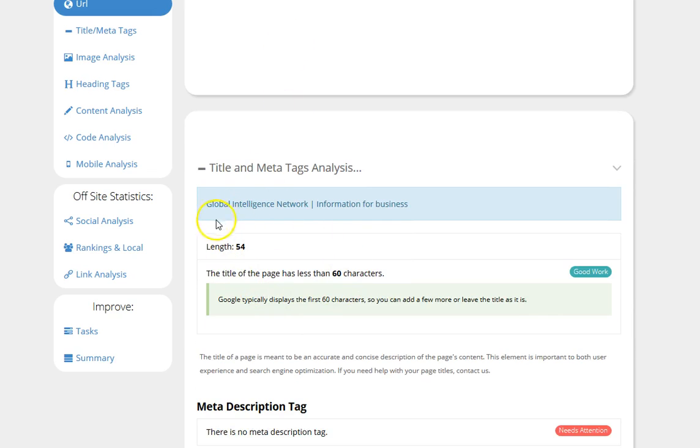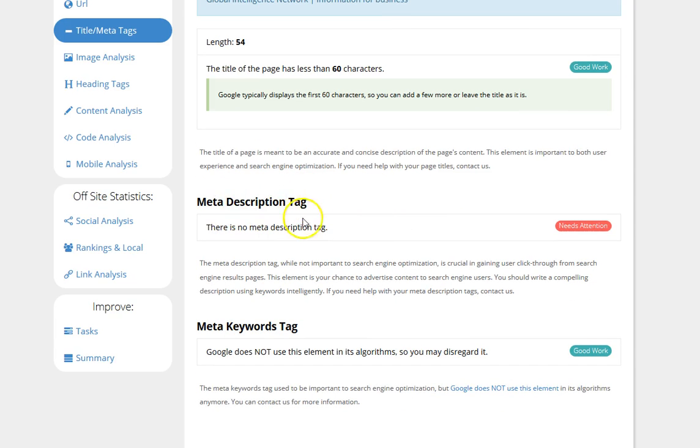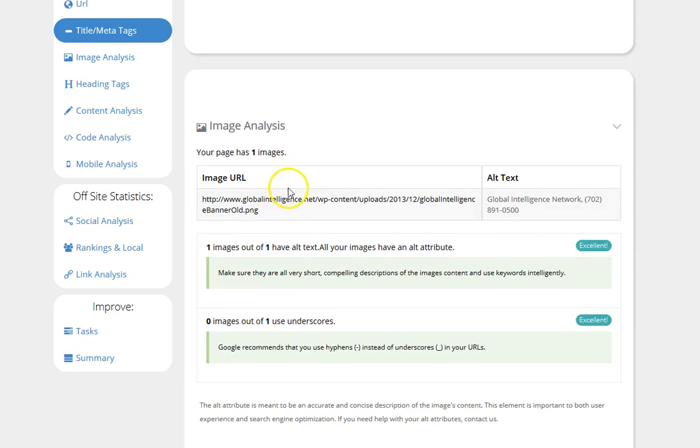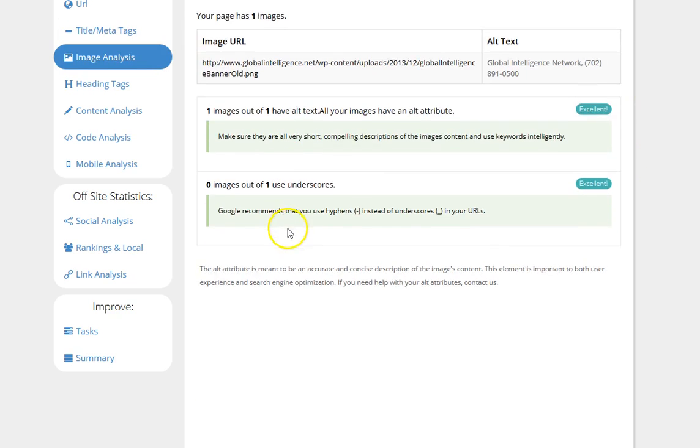The title, I would consider maybe doing something a little different with this. It's within the amount of characters that is good, which is up to 60, but maybe doing something different here. Also a meta description tag, I would consider that. It's definitely important to get a description tag about the website. And the picture that you have does have Global Intelligence Network with the phone number, so that's okay.